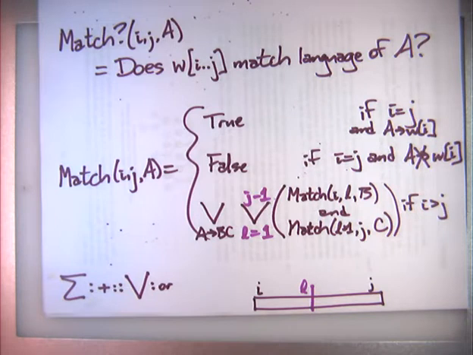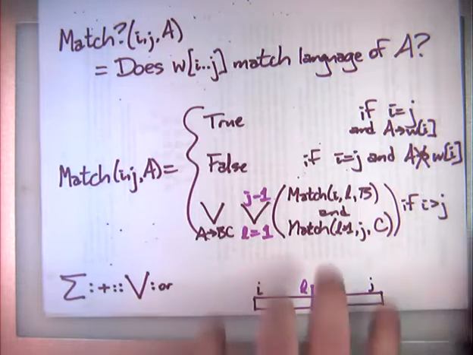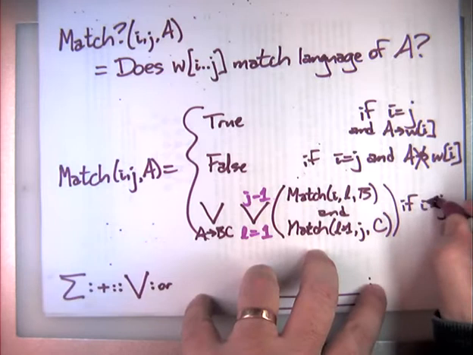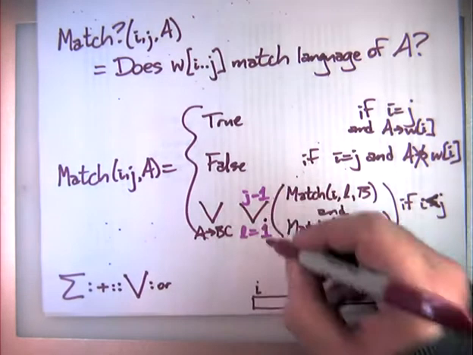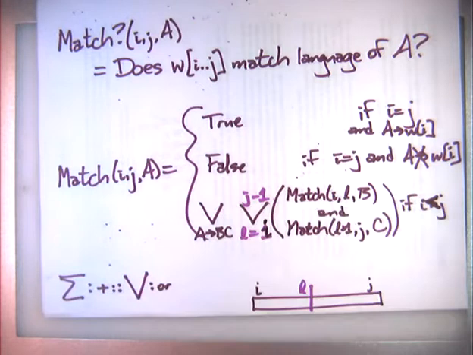Yes? I'm sorry? Not i is bigger than j. You're right. I'm sorry. I, yes. Thank you. Any other typos? Yeah?